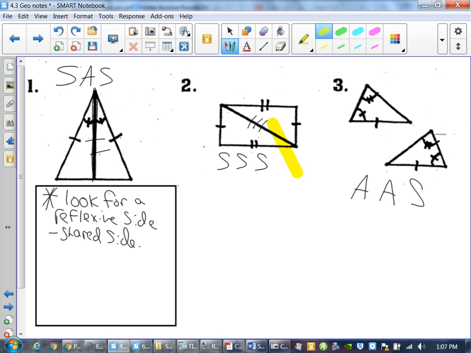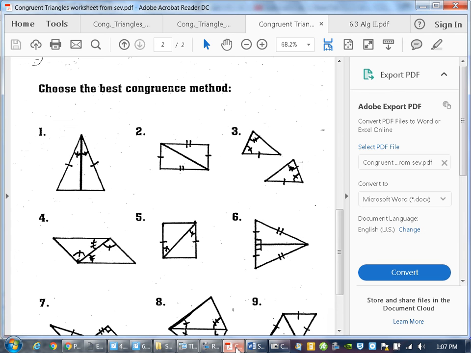If I start on the outside here, I have a 2 tick mark angle, a 1 tick mark angle, and a single tick mark side. 2, 1, 1. Same thing, angle, angle, side. That's how that works. So do the next 6, take a couple minutes, mark the diagram, and we'll check them.